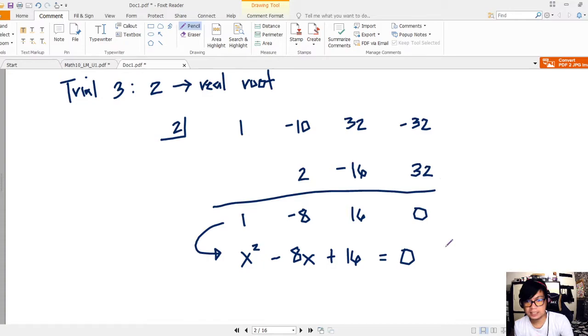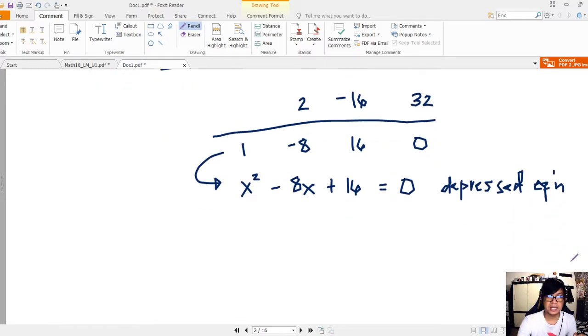So, this is our new equation. It is called the depressed equation. Ayan yung depressed equation natin. So, napansin nyo dito, nasa quadratic equation na tayo. So, pwede na nating i-apply kung ano yung mga natutunan natin sa ating previous lesson sa grade 9 on how to find the roots in a quadratic equation. So, pwede tayo dito we can do factoring here.